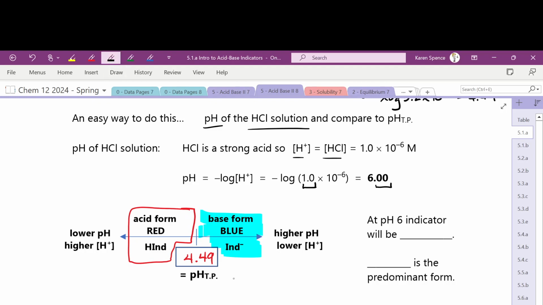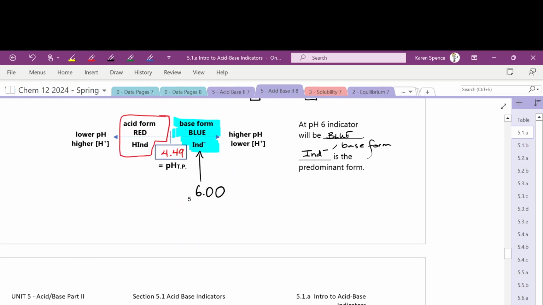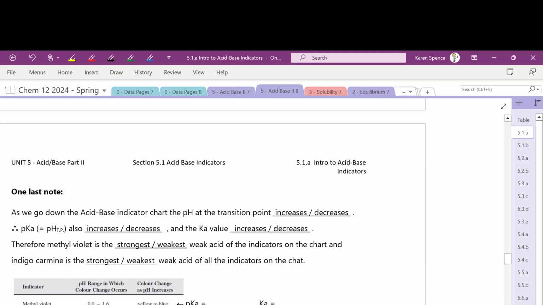So at pH 6, which is over here, the indicator will be what color? Blue. And what is the predominant form? The IND minus is good. You could write the base form. You could say base form if you wanted to. That would also be fine. Okay. All right, one last note.